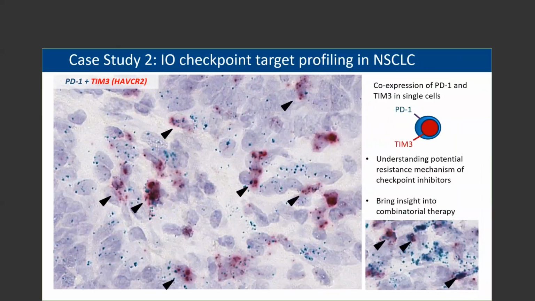Lastly, with respect to this study, we were able to assess the co-expression of immune checkpoint markers at single cell level, which could potentially aid in understanding resistance mechanisms of checkpoint inhibitors, as well as bring insight into combinatorial therapies. This example illustrates the single cell co-expression of TIM3 and PD-L1 in red and green respectively, as indicated by the arrowheads.